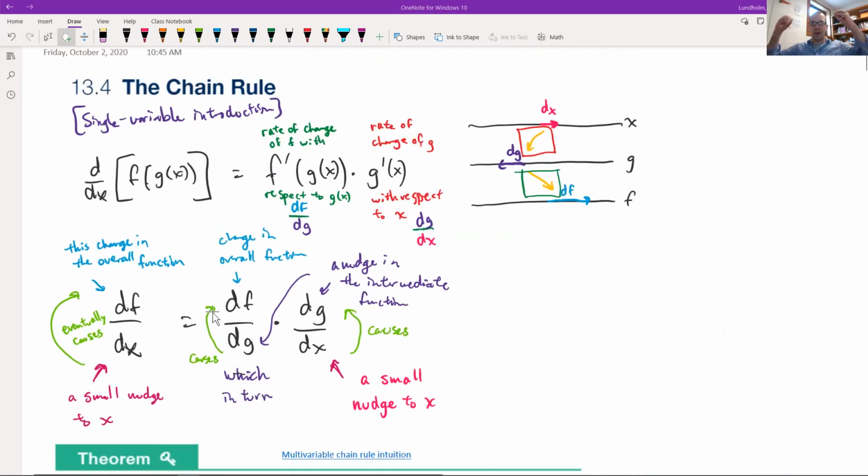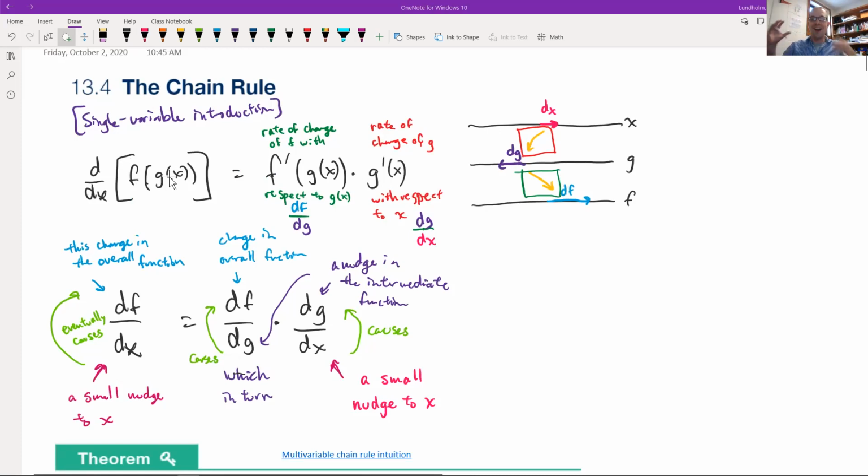All right. So in order to activate your brain cells and get you in the chain rule mode of thinking, I'm going to review the single variable definition of the chain rule, talk a little bit about it, and that's where we'll start. And then we'll get into the multivariable chain rule. It's going to be awesome. Okay.